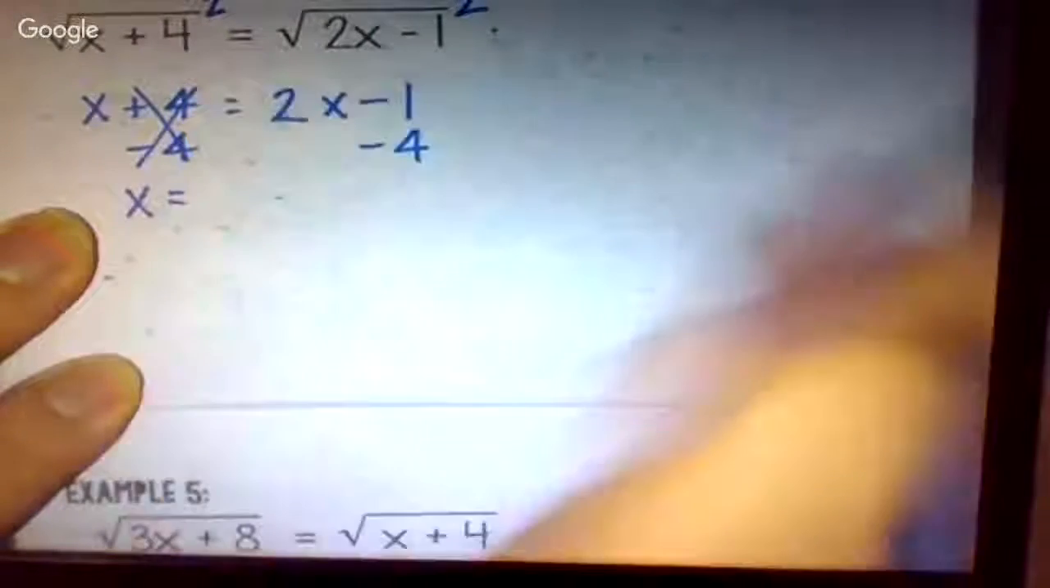So on the left, I'm left with x. On the right, I'm left with 2x minus 5. I moved my numbers to the right, which means I need to move everything with my x's to the left. So that 2x has to go to the other side. So it becomes what? A negative.